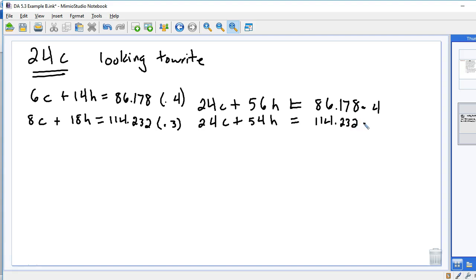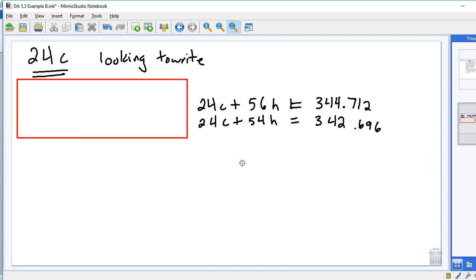114.232 times 3. All right, so let's grab our calculators and figure out what these numbers are. And there they are. So those are the numbers, okay? So now we have this equation right here, and I'm going to cover that one up because we don't really need it anymore, and it's going to get in the way.